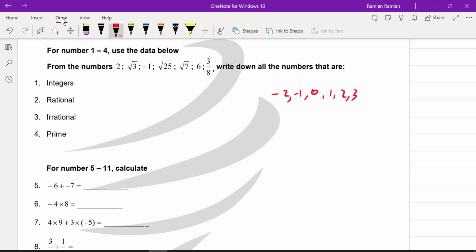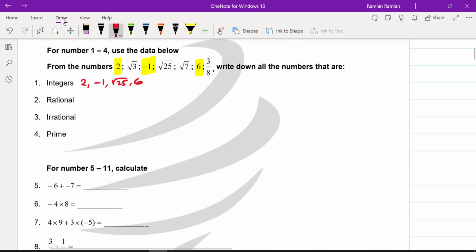Okay, so in here, from these numbers, the ones that are integers are 2 and then negative 1 and then 6, but be careful that square root of 25 is actually also an integer because square root of 25 is equal to 5, right? So 5 is an integer. Okay, so in here you write down 2, negative 1, and then square root of 25 because that is 5, and then 6. Okay, so that is for integer.